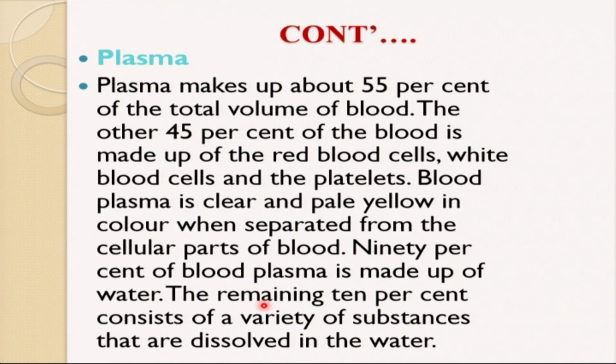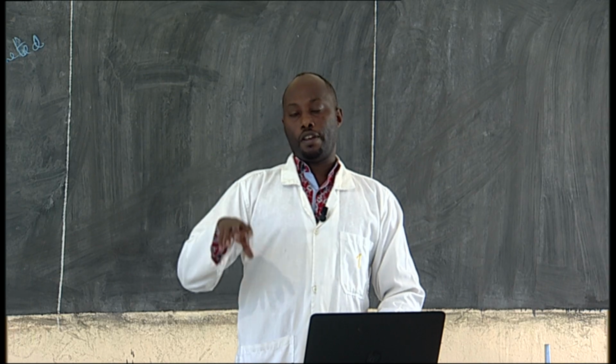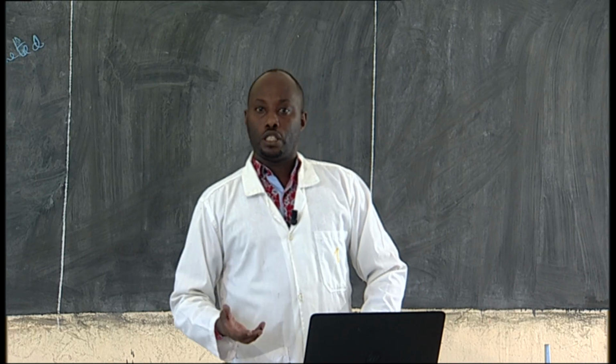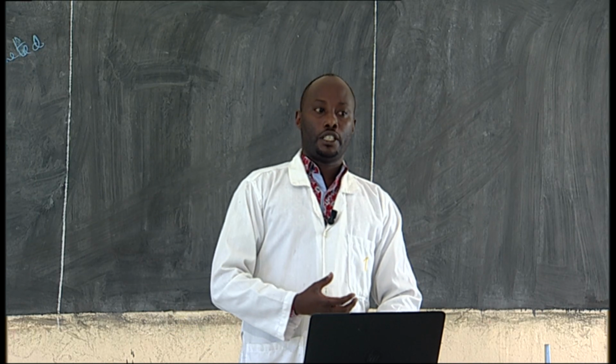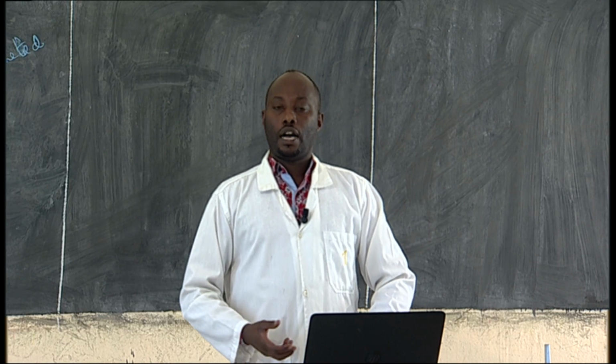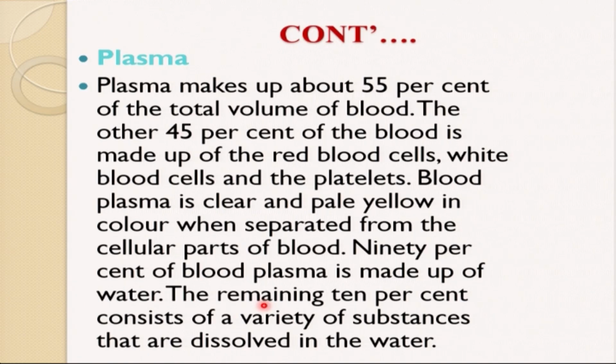Let's start with the plasma. Plasma makes up about 50% of the total volume of the blood. It means that 55% of the total volume of blood is made up of blood plasma. What remains is 45%. The 45% of blood is made up of red blood cells, white blood cells, and platelets. I think you are following me very well. I'm saying that the plasma makes up the larger part of the total volume of the blood.